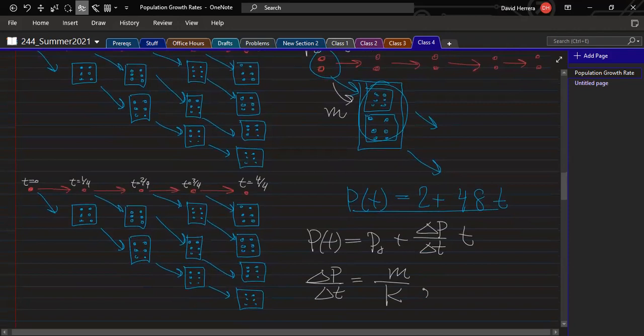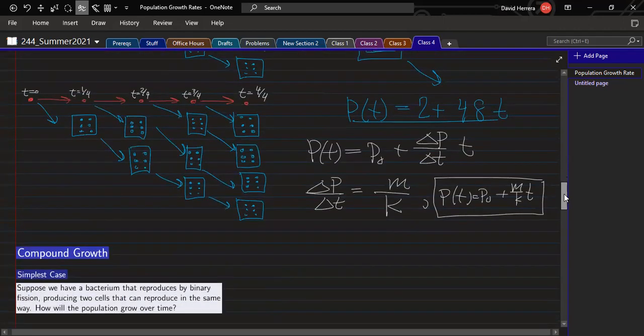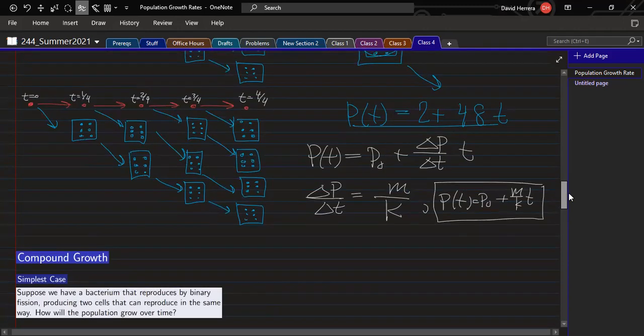And so you see that P of T is P naught plus delta plus M over KT. And this is our general formula for this simple growth. So now what we're going to do is change this a little bit.